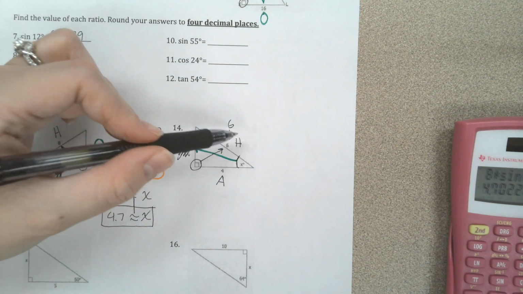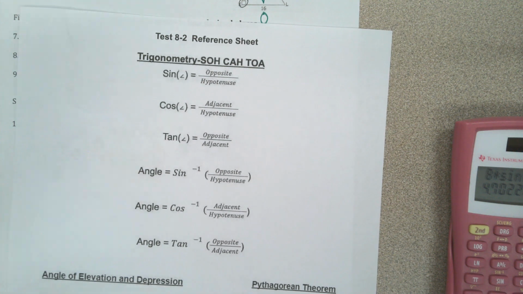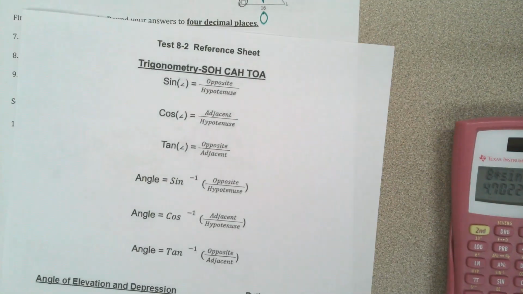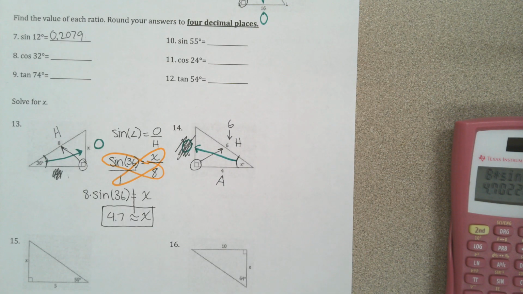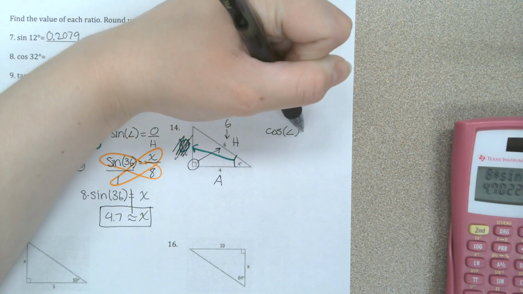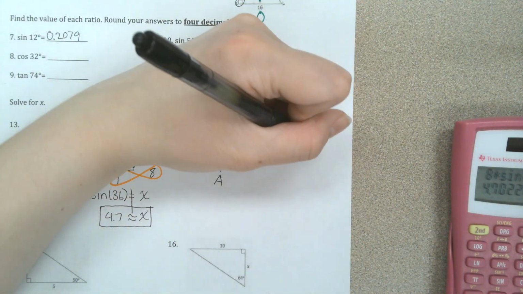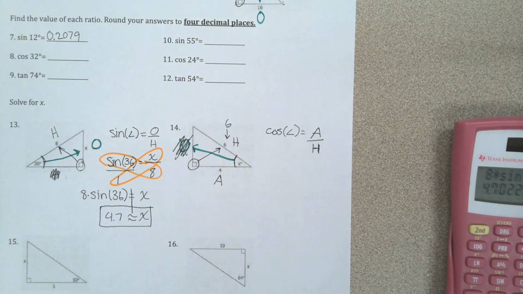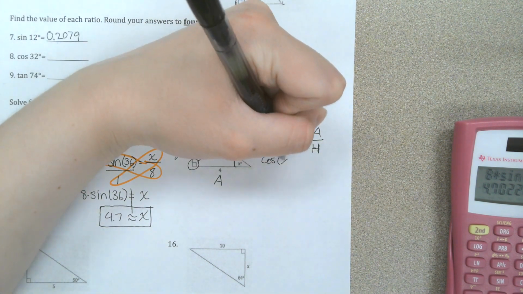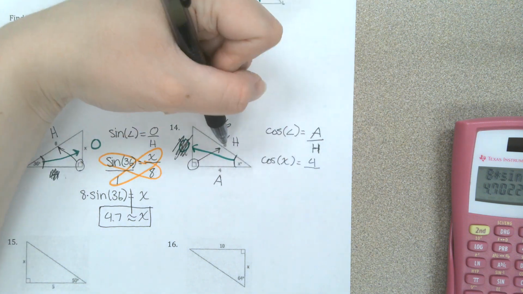So we're left with A and H. A and H, the function that uses those two letters is cosine. So I'm going to write this on my paper. Cosine of angle equals A over H. Now I fill in my numbers. Cosine of the angle is X equals A is 4 over H is 6.